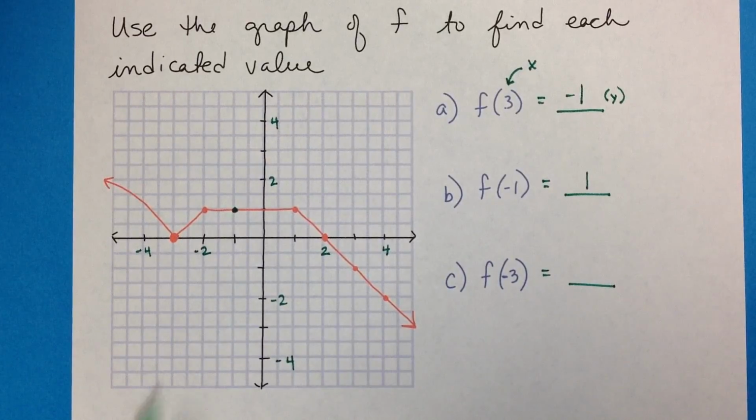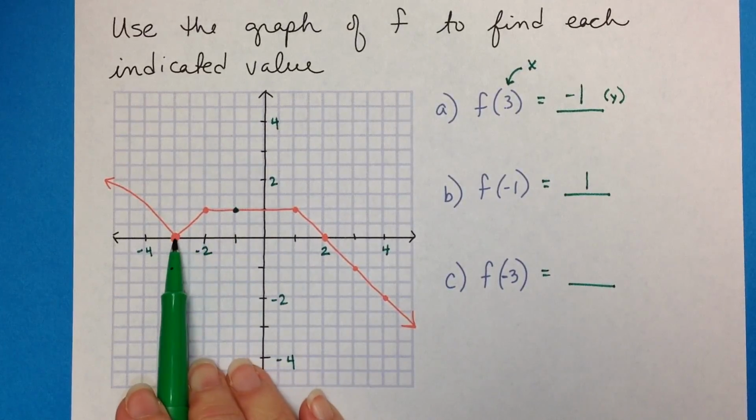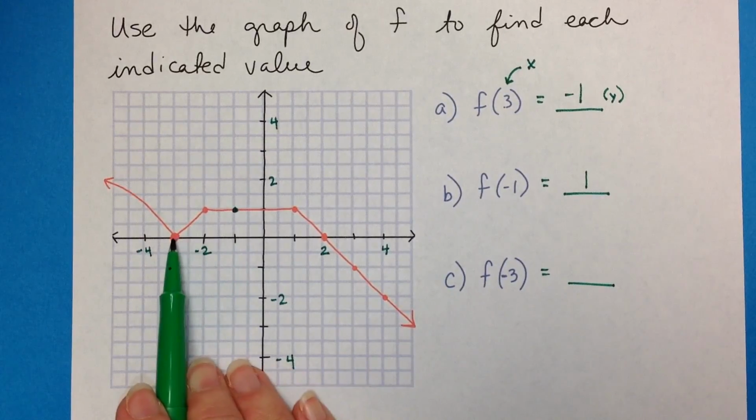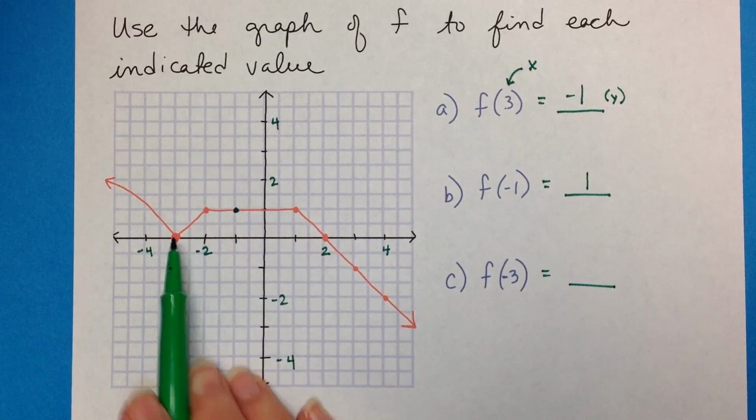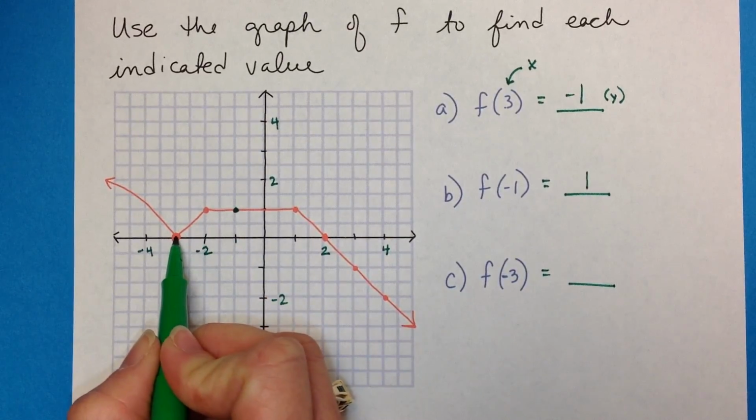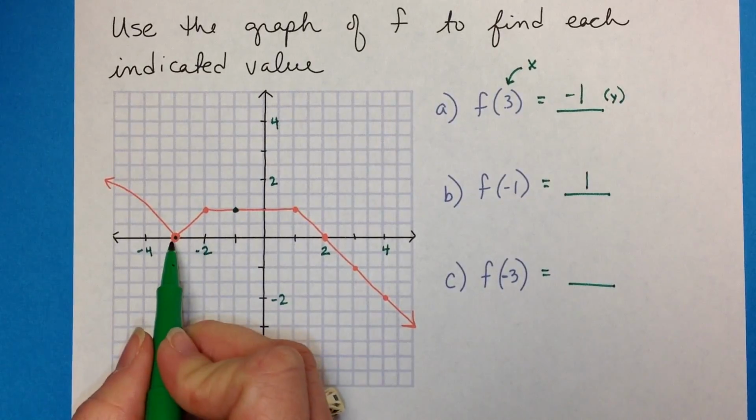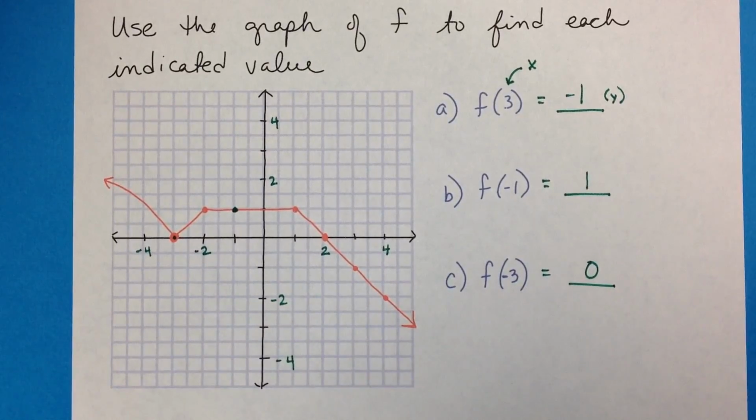Okay, f of -3. Again, on your x-axis, you go to -3. In this case, I don't have to shift up or down because coming over to x equals -3, I'm actually directly on my graph at that point. The y value of that point would be 0.